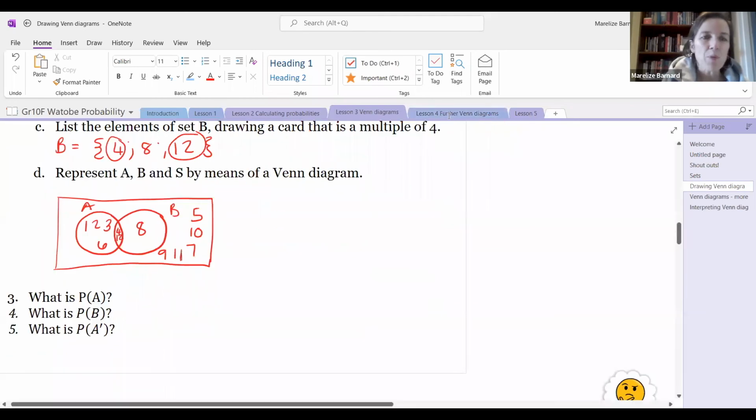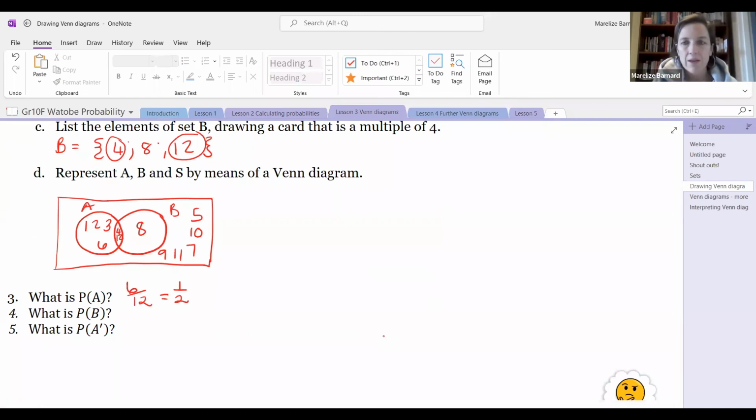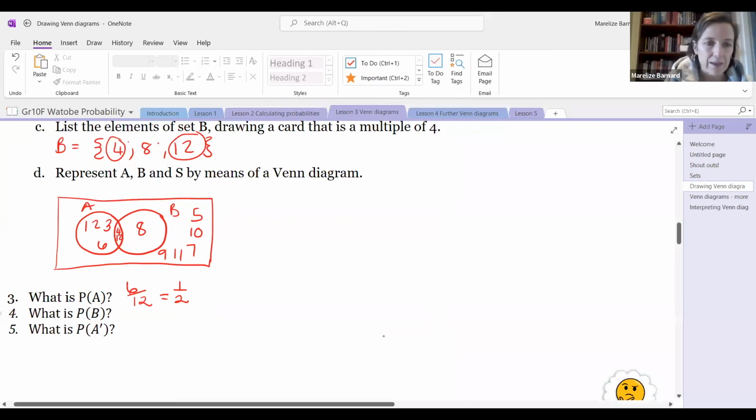Okay, and then what is the probability of being in A, or what is the probability of A happening? So we count 1, 2, 3, 4, 5, 6. There are 6 elements in A out of the 12. So the chance of getting an element from A is 1/2. I see Fancy says 4/12. We do count the intersection as well, because that is still part of A.